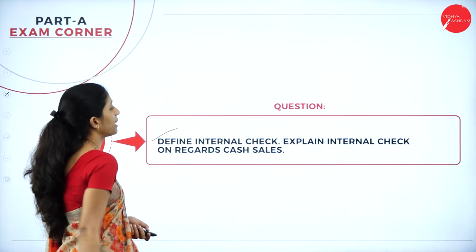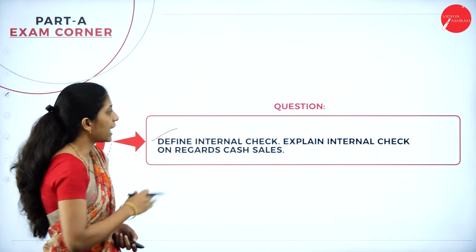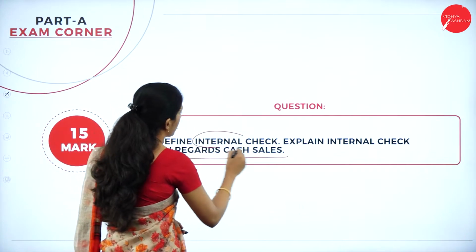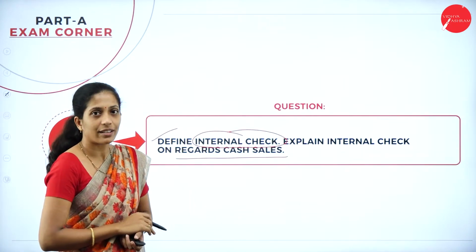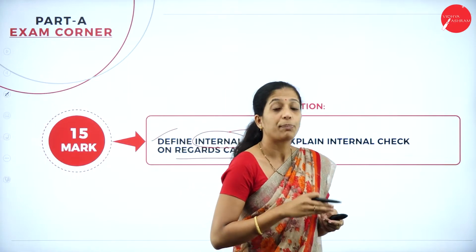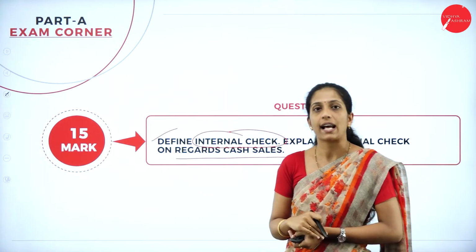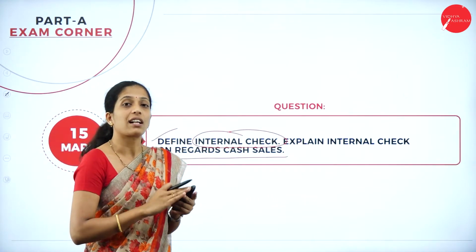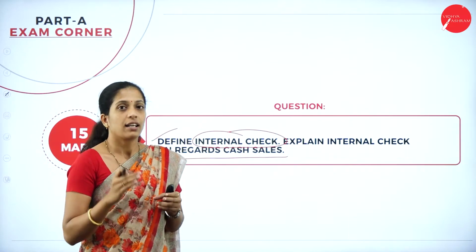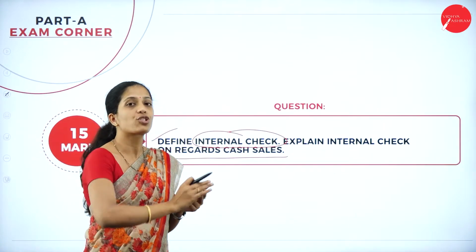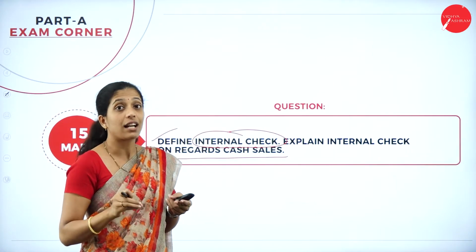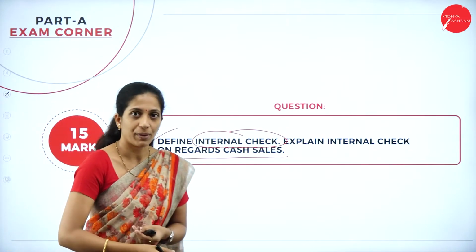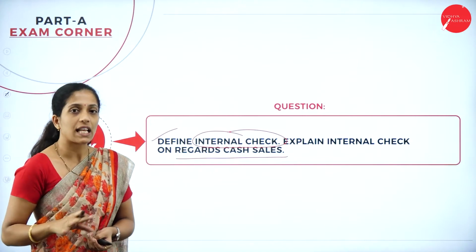Next question for 15 marks is: define internal check. Explain internal check as regards to cash sales. Now what do I mean by internal check? Internal check, we have already learnt about it, is where the work of one person is under the control of some other person. In an organization, during the process of auditing, there are a number of transactions to be verified, right? So such work will be distributed among the staff inside the organization, where one person's work will be under the control of some other person. So what is that process or activity called?